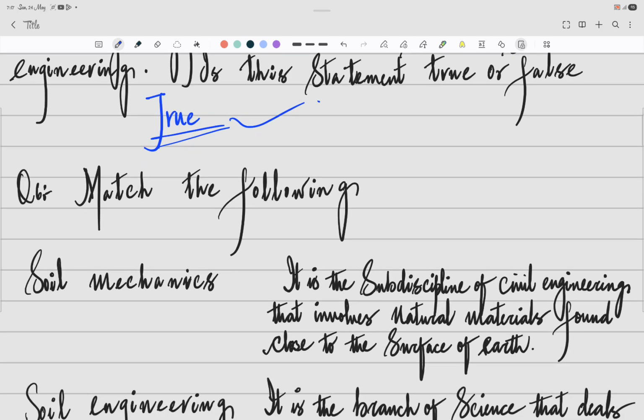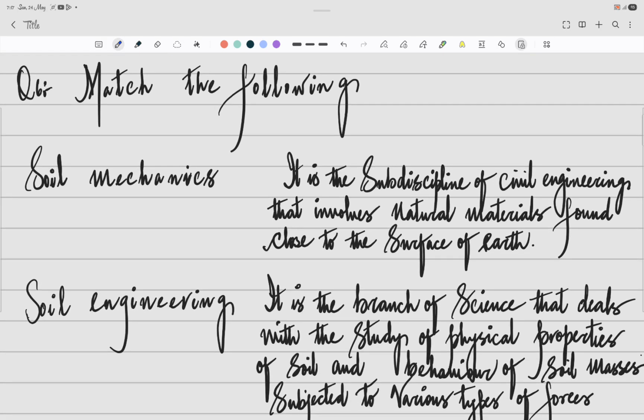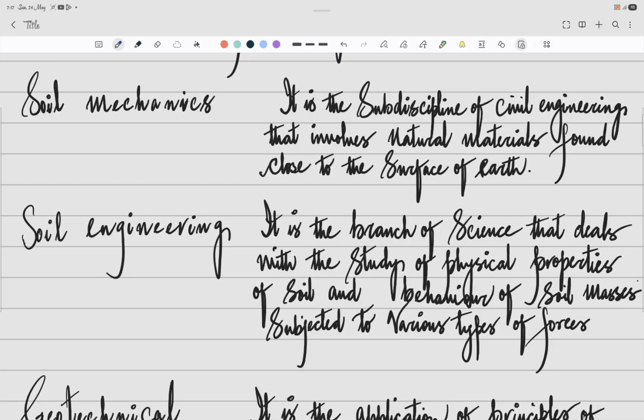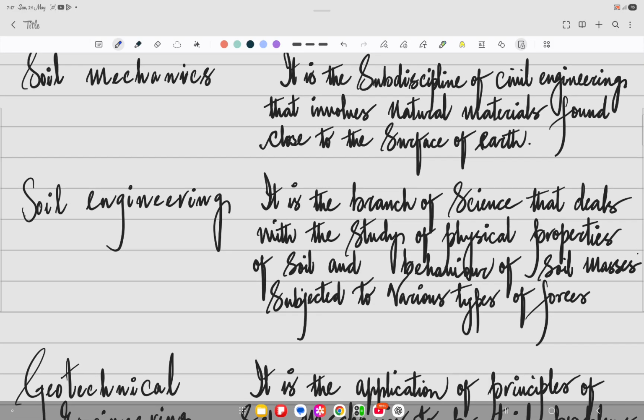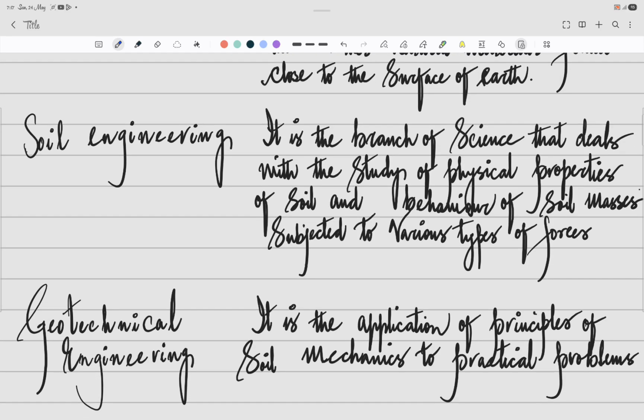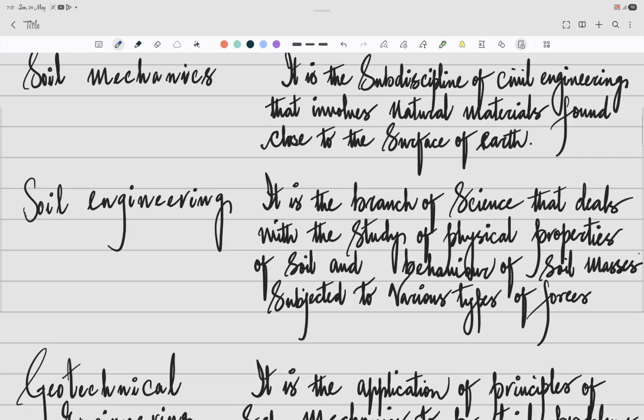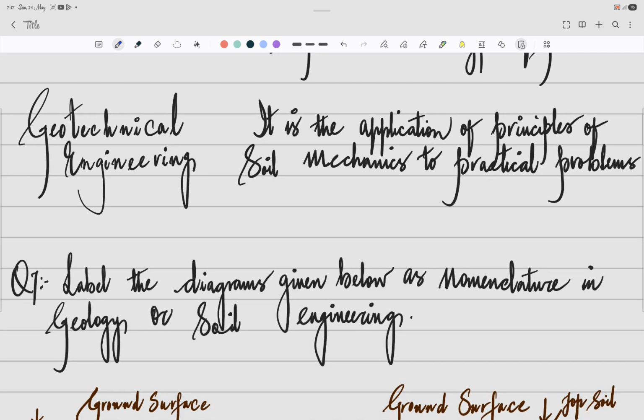Moving on to the next question, we have been asked to match the following. We have 3 different subjects on the left side: soil mechanics, soil engineering, and geotechnical engineering, and we have to match them to their correct terminology. We know that soil mechanics is the branch of science that deals with, let me write it over here, soil mechanics.